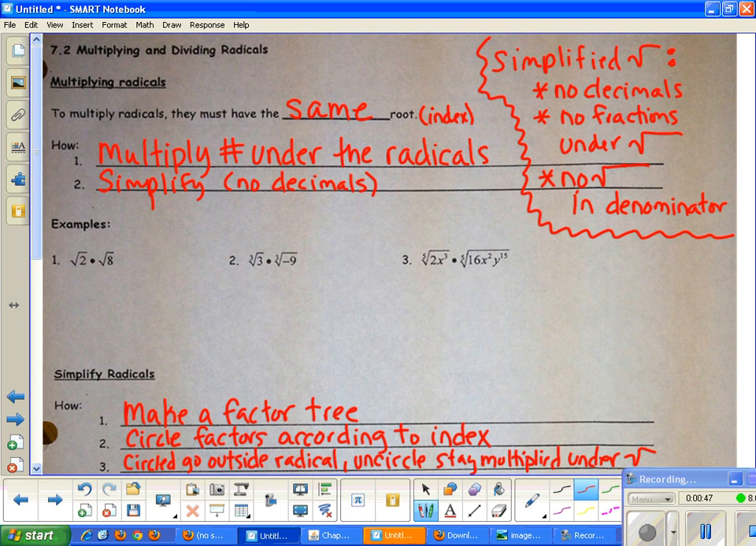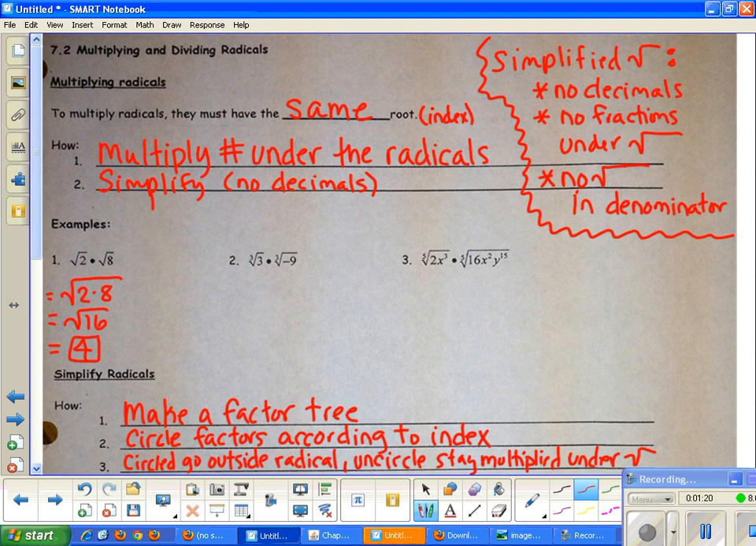If I look at this first example, notice that the index, when it's not written, is 2. So in this case, we have the square root of 2 times the square root of 8. Since the index is the same, we can go ahead and multiply what's underneath the radicals together. So this is the square root of 2 times 8, which is equal to the square root of 16, and we know the square root of 16 is a perfect square, and that is equal to 4. If it did not give me a perfect square, then I would use those rules that we learned the other day in order to simplify my radical.